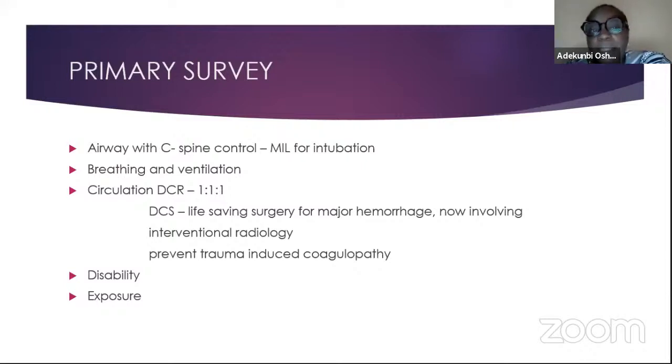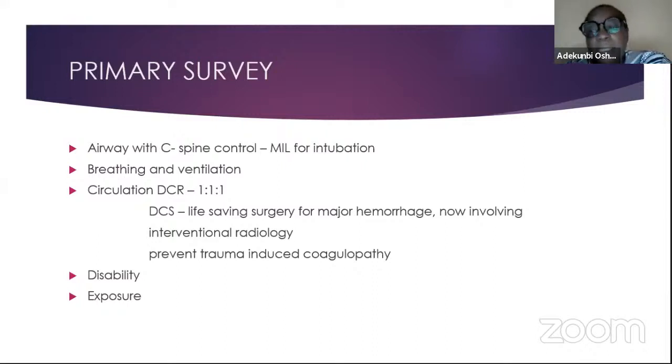Now, breathing and ventilation of these patients is important. Some of them can present with cyanosis and breathlessness, which are symptoms that can occur in patients that have rib fractures, pneumothorax, and also those that have cardiac tamponade. All these are things you have to look out for and see what can be done for this patient at this point in time prior to definitive management.